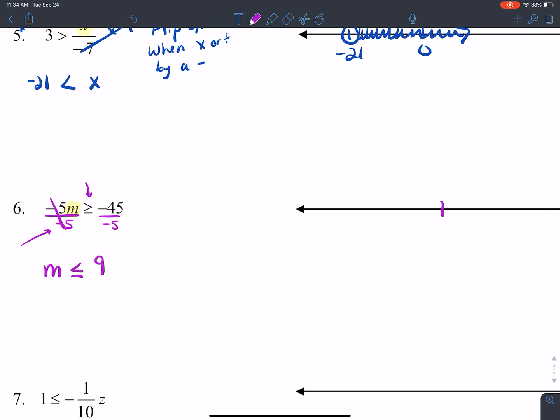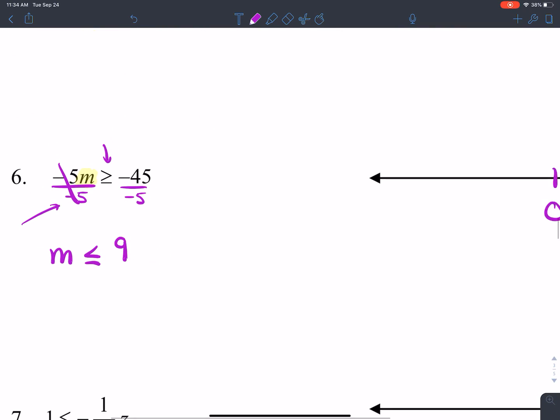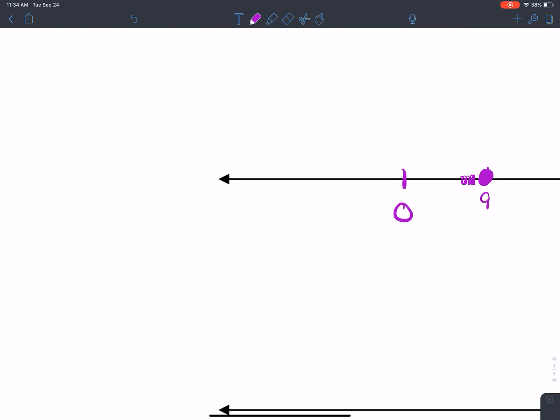So all the values that are less than or equal to 9. So a closed circle. And here the symbol is facing the 9, which means 9 is the biggest. So m's are smaller than that. So the numbers that are smaller than 9 are this way.